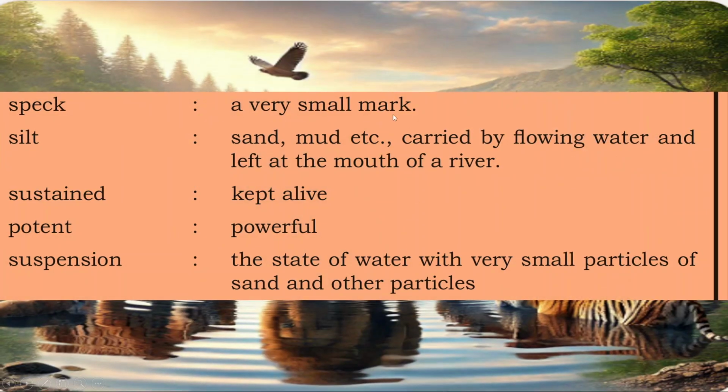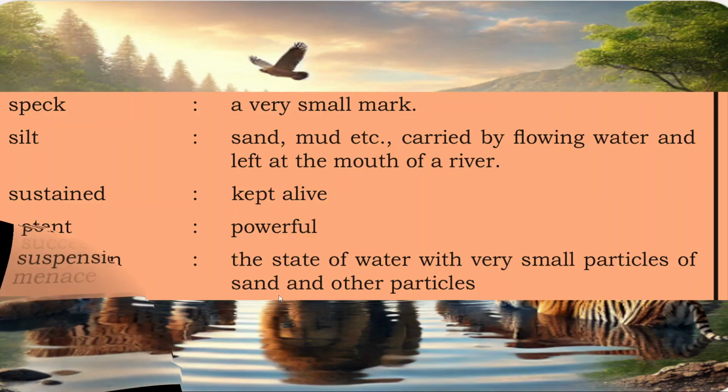Speck means a very small mark. Silt means sand, mud, etc., carried by flowing water and left at the mouth of a river. Sustained: kept alive. Potent: powerful. Suspension: the state of water with very small particles of sand and other particles.